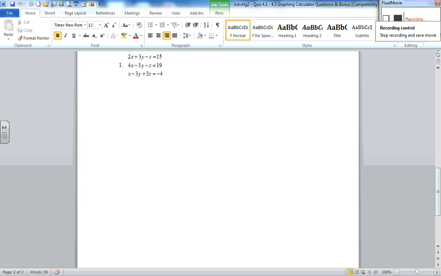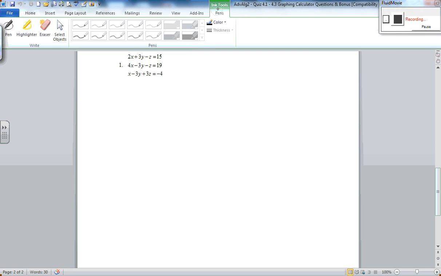Okay, to row reduce this bonus question number one, the first thing that we have to do is take this system of three equations and three variables, and write it as an augmented matrix. What that augmented matrix looks like is you simply take the coefficients from each line here, and you write them in corresponding rows and columns. So we have 2, 3, -1, and 15; 4, -3, -1, 19; 1, -3, 3, -4. Okay, so here's our augmented matrix.